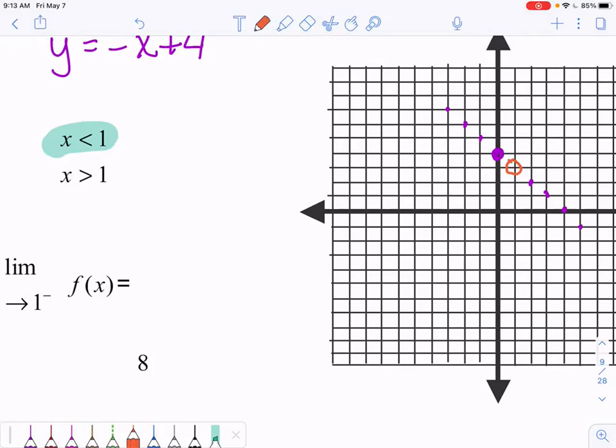To the left. So you're starting at 1, open circle, connecting to the left. And then erase the rest. And that's the piece of the line where x is less than 1. And again, it's an open circle because it says less than.